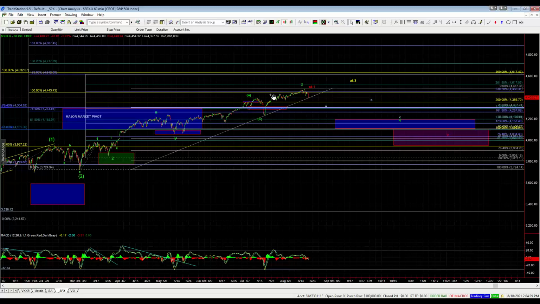So this wave 3 was extended. It hit the 238.2 extension. We're looking for a pullback for this wave 4, and that pullback support is currently going to come in at the 4,200 to 4,095 zone. And then where we come up with that support is we're looking at a couple of different things.